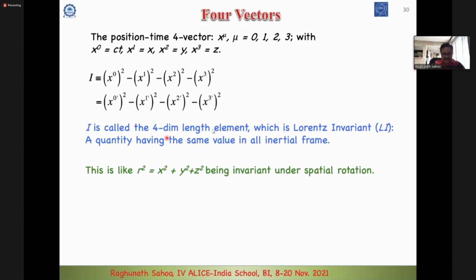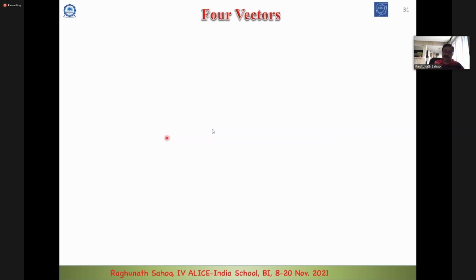So a quantity having the same value in all inertial frames is called Lorentz-invariant. This is exactly equivalent to r squared equal to x squared plus y squared plus z squared being invariant under spatial rotation. So this is your 3-dimensional length element, r squared equal to x squared plus y squared plus z squared.